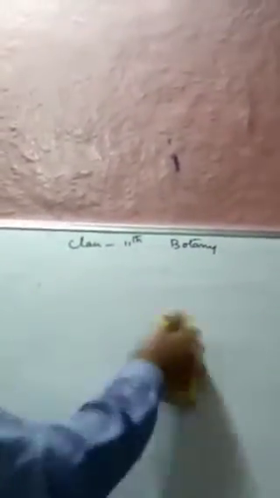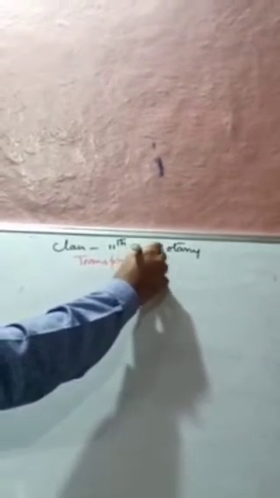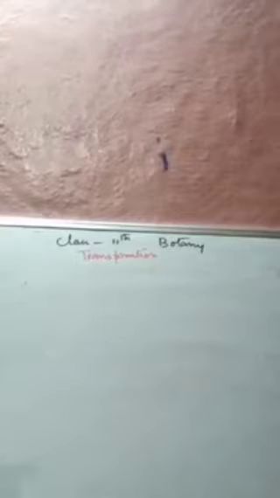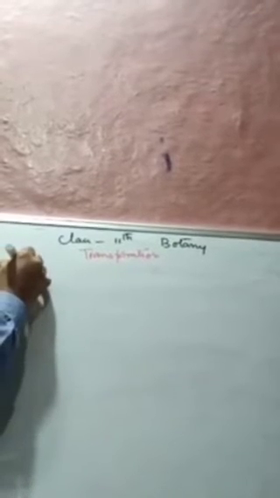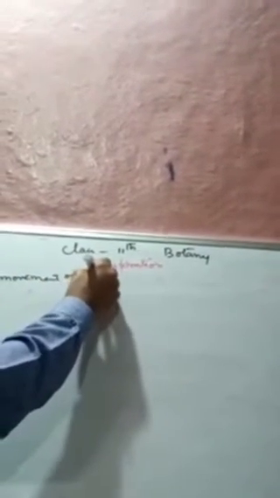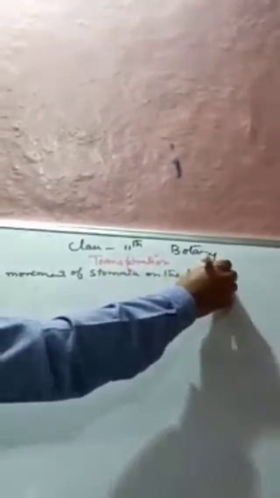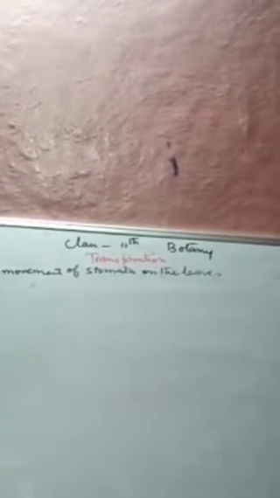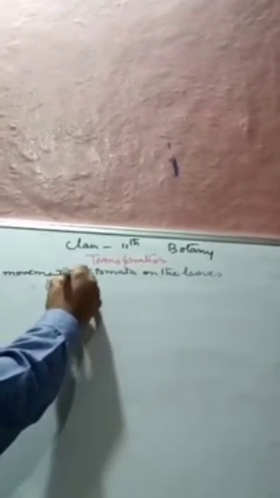Now one more: how the movement of stomata, when they open, wo kab open ho jate hai, wo kab close ho jate hai, that is called the daily movement of stomata on the leaves. Wo kaise move karte hai, how they move, when they open, when they close. We have got a well known biologist, his name was Loftfield.